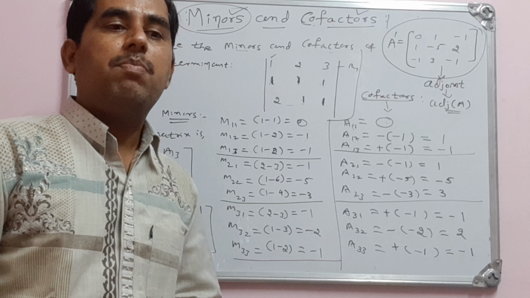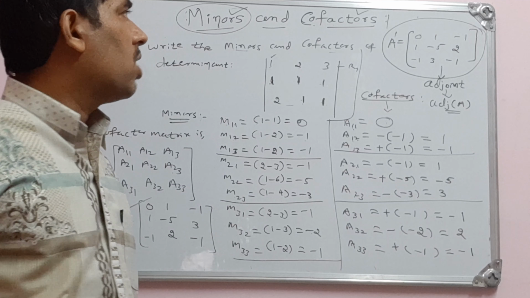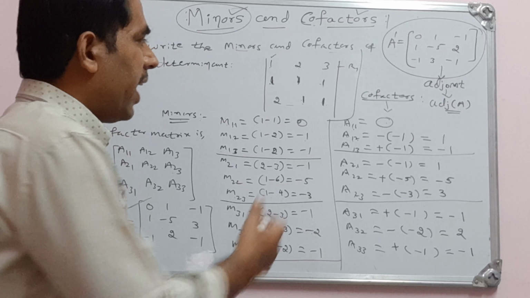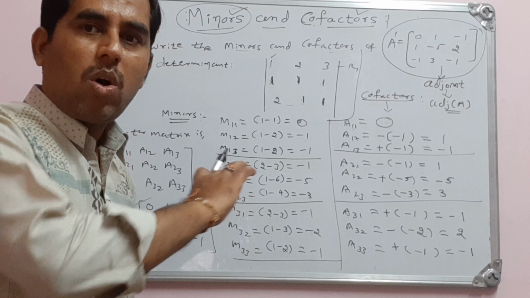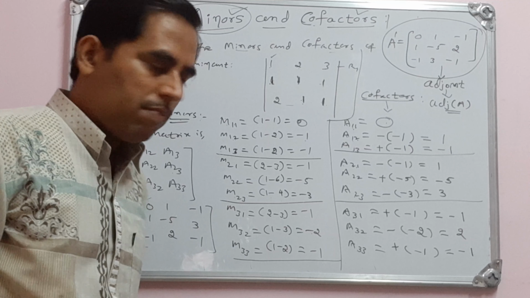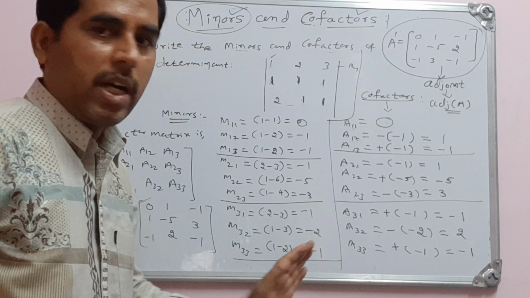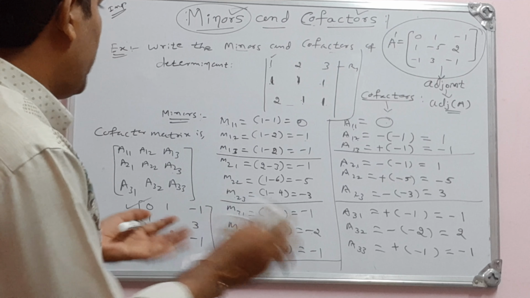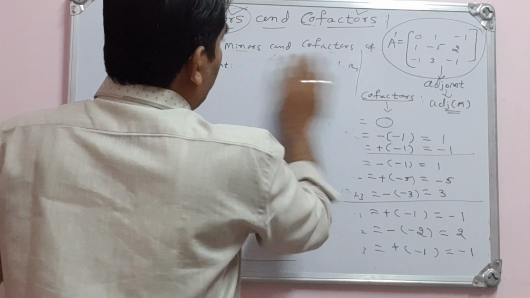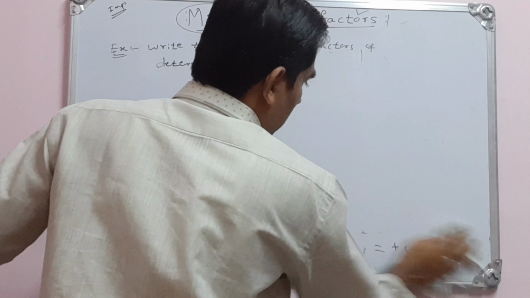We shall take some examples and the properties related to these cofactors and minors. You write down the definition separately, and you take your own 3 cross 3 determinants and go on writing the minors and cofactors separately, or you can do it directly. A11, A12, you can do it directly also. I can show one example here. So we shall write it directly. Let us consider another example.